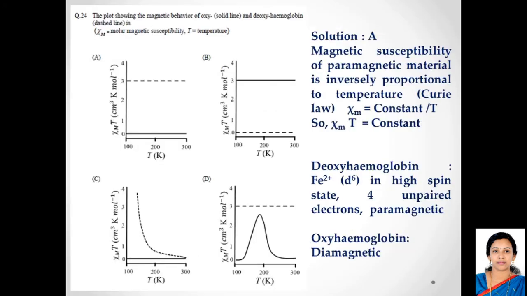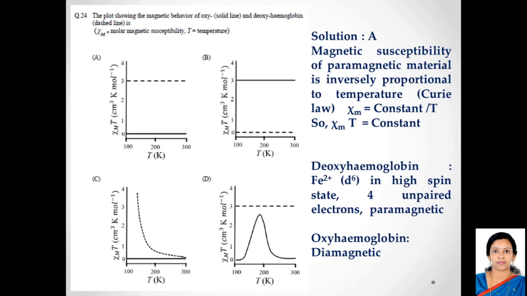Moving on to question number 24. The plot showing the magnetic behavior of oxy and deoxyhemoglobin is: 4 plots are shown, where the solid lines represent oxyhemoglobin and the dashed lines represent deoxyhemoglobin. Now you have to find which is the correct plot for magnetic susceptibility and temperature.